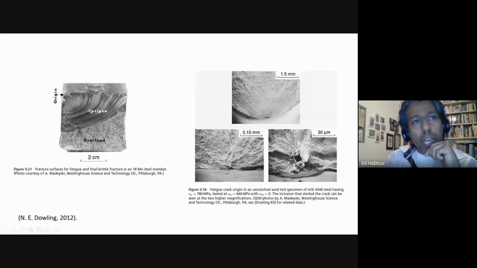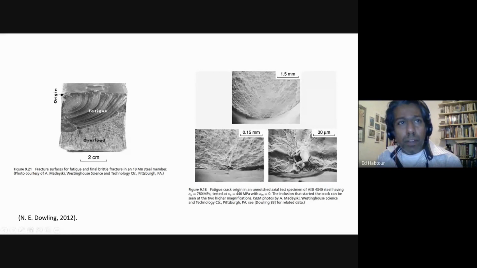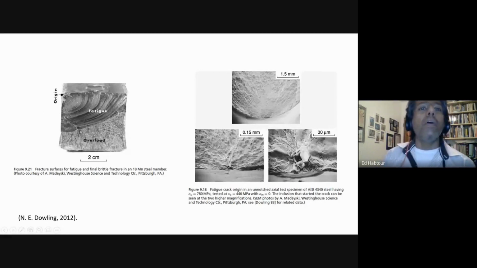Now the wave shapes differ from one material to another. So the wave shapes in this steel 4340 look different than the waves in the 18 magnesium steel.